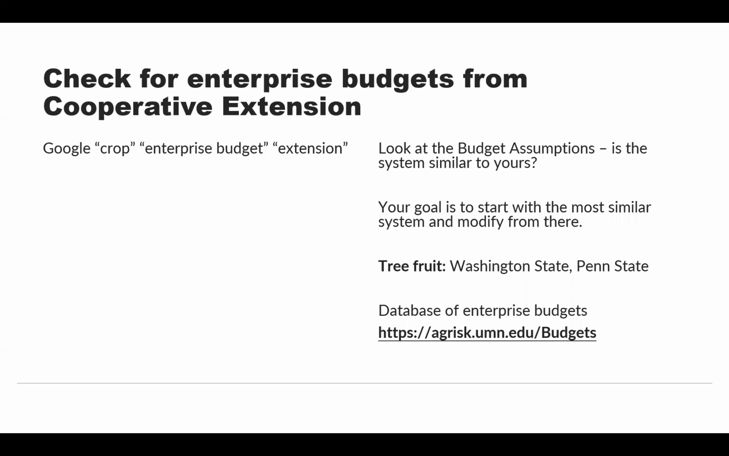So you want to definitely look at the assumptions that are built into different enterprise budgets, because you'll find that there are some enterprise budgets that are built for really small farms. There are some budgets that are built for really larger commercial farms. There are organic budgets. And so that's the one thing that you want to do: just because it's an apple budget or a peach budget or a cider making budget, you also want to look at what assumptions they've built into that budget and then modify it for your own.